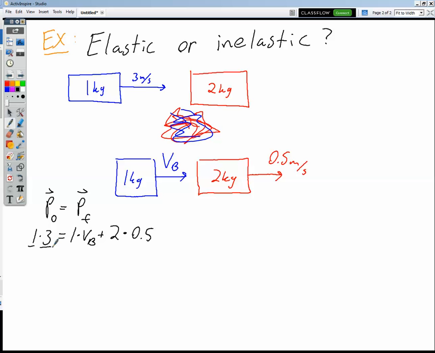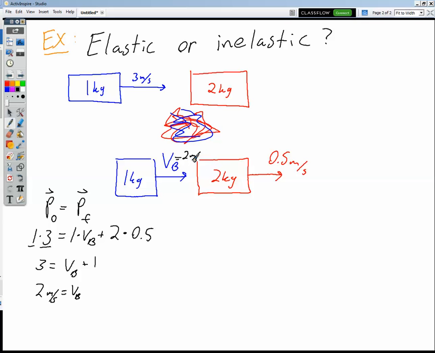And so now we have everything we need to just solve for the velocity of the blue cart. So we have 3 is equal to VB plus 1. Subtract 1 from both sides, and we get 2 meters per second is the velocity of the blue cart. All right, cool. So we can fill that in. We have 2 meters per second for the velocity of the blue cart.